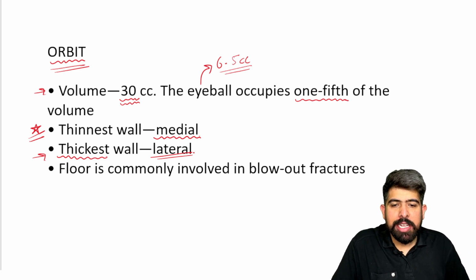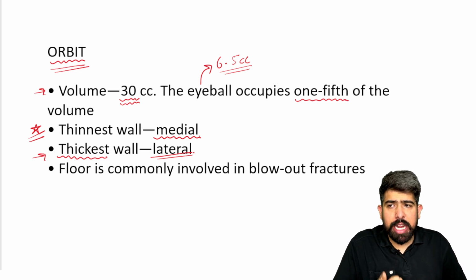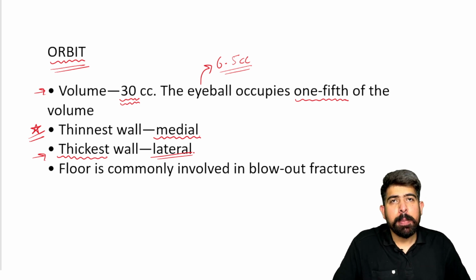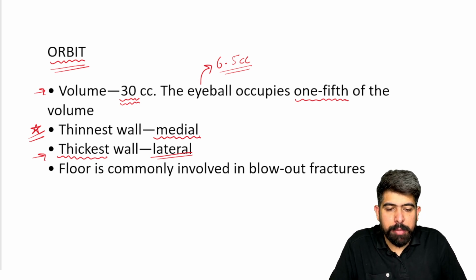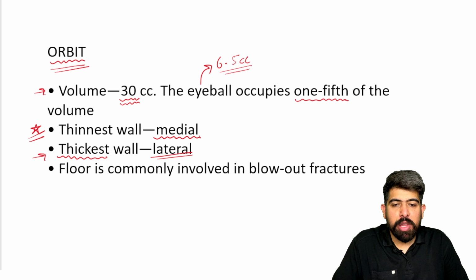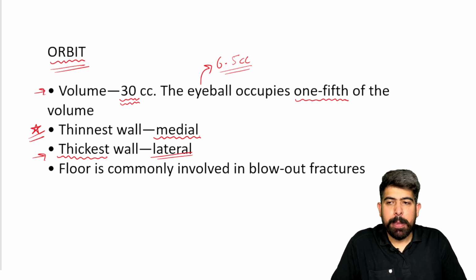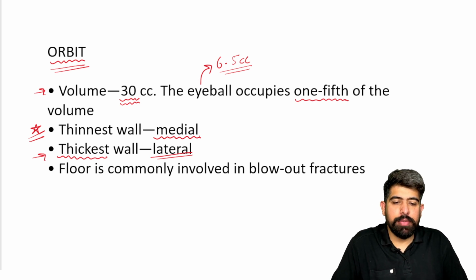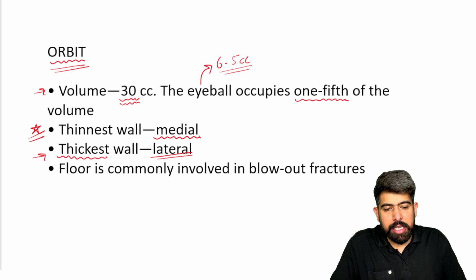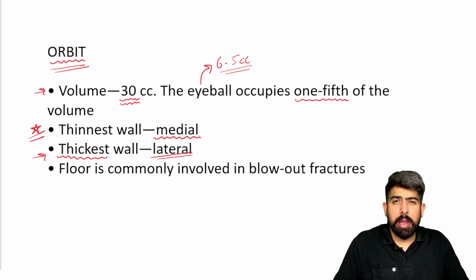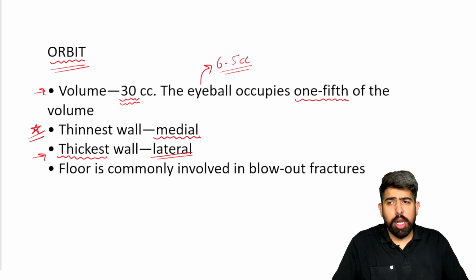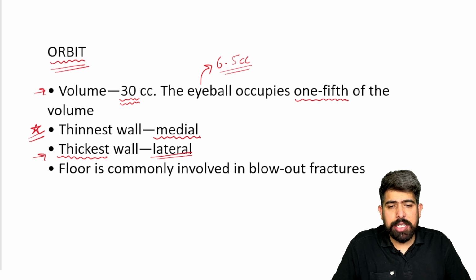Very good. Okay, and which is the thickest? You told me about the thinnest, now tell me the thickest wall of the orbit. Very good, the lateral wall of it. Surely I will tell you about the bones related to this also. Now understand the thing.